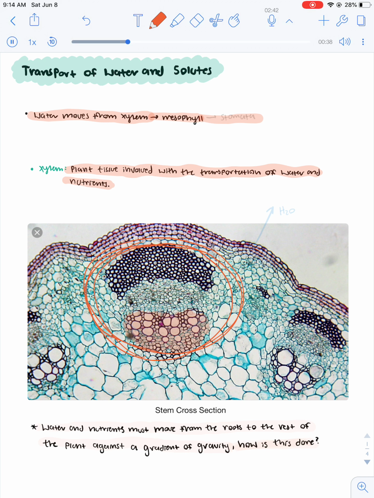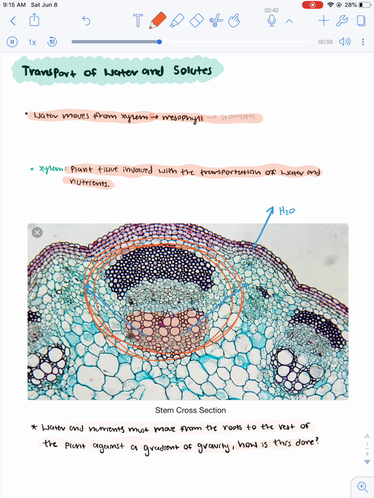And so water will enter a plant through the xylem tissue, which will then be dispersed to other cells in the plant, and eventually some water molecules will find their way out of the plant through stomatal pore openings in the epidermis.